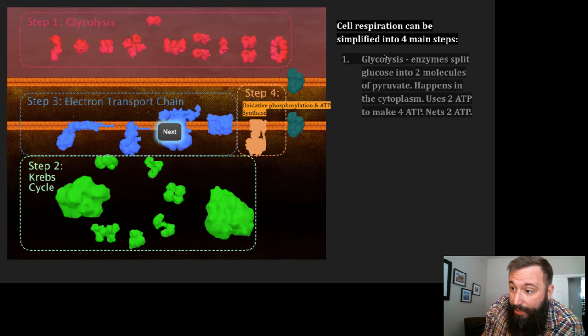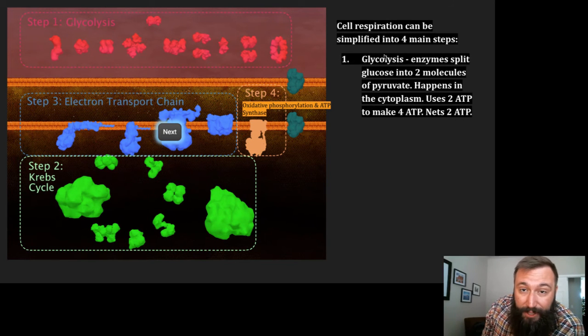Step 1, glycolysis. This is all being facilitated by enzymes. These structures that you see on your screen represent the enzymes involved with these different processes. And they're doing a lot of the work, right? A little bit of energy is used in order for enzymes to split glucose into 2 molecules of pyruvate. This happens in the cytoplasm of the cell, so we're not even in the mitochondria at this point.